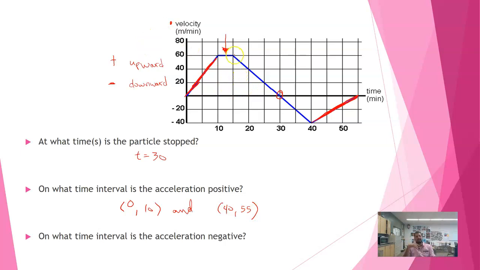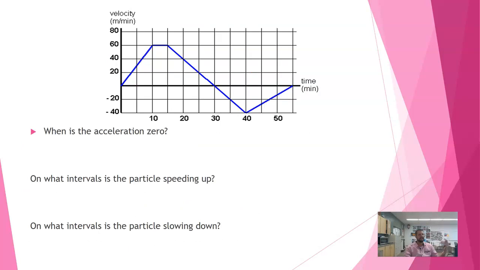If I want to see where my acceleration's negative, then I would look at the graph and say, okay, anywhere that the graph is decreasing, I would have a negative derivative. So in this case, from 15 all the way to 40, my acceleration is negative because my velocity has a negative slope, which is what we're looking for, because that would make the derivative negative as well. So hopefully those answers make sense. Let's take a look at one more.